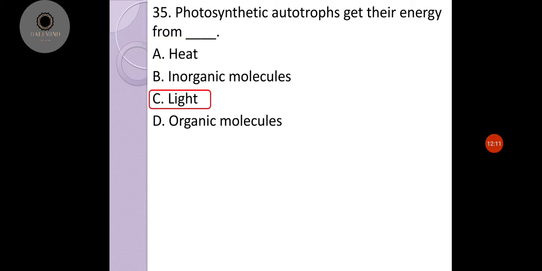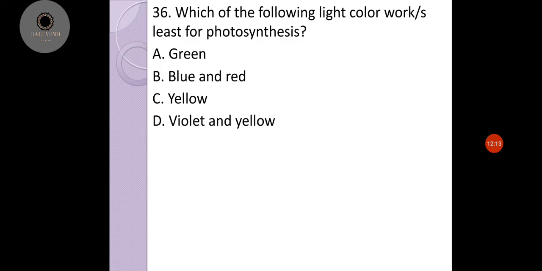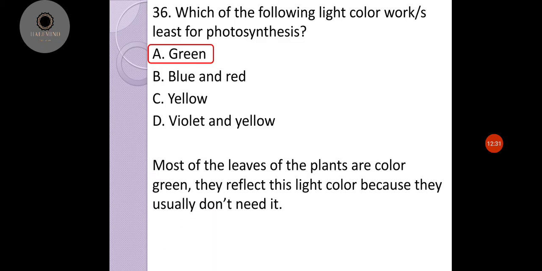Okay. 36. Which of the following light color works least for photosynthesis? Saan dito yung hindi masyadong ginagamit in the photosynthesis? So our answer here is color green. Why? Because the reason why we see most of the plants are color green, it's because they reflect the light color green because they don't usually need it. Kaya nire-reflect lang nila, hindi nila ina-absorb because they don't need it.